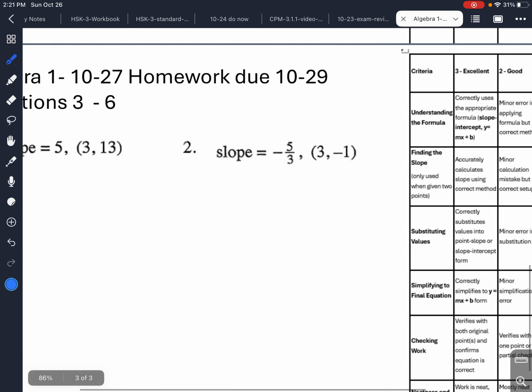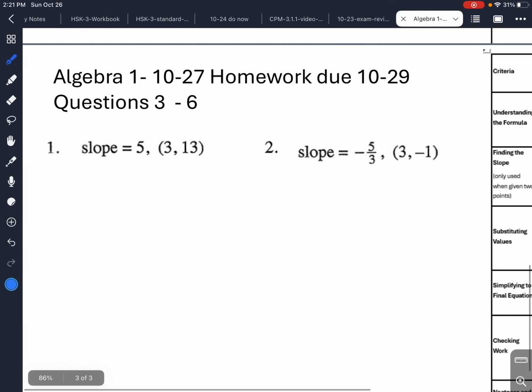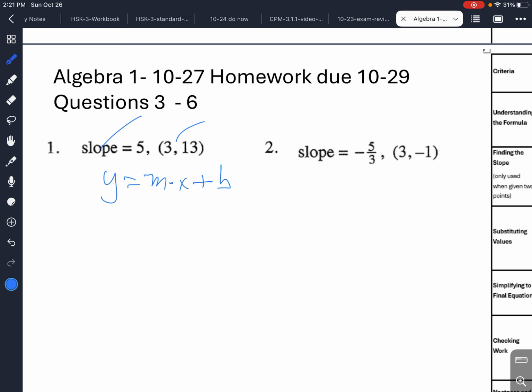Here's my rubric again. Find the equation of a line given a slope and a point. I'm going to write my equation. Y equals slope times some number x plus b. Now I'm going to replace both at the same time, all of them.